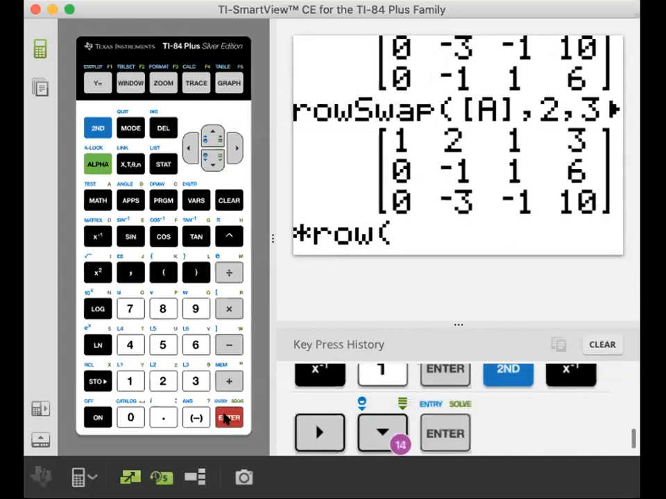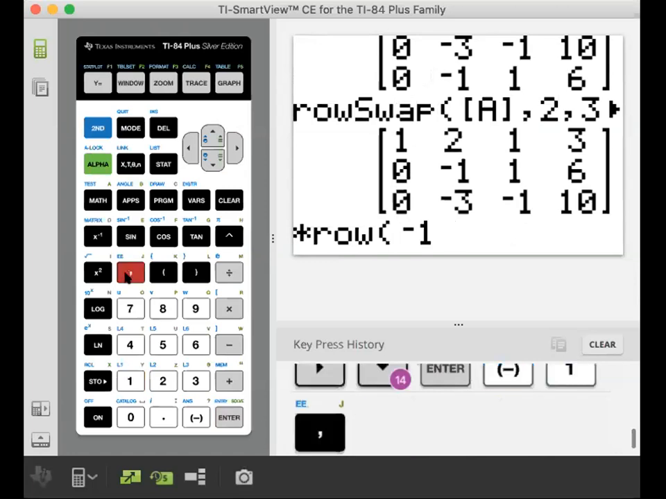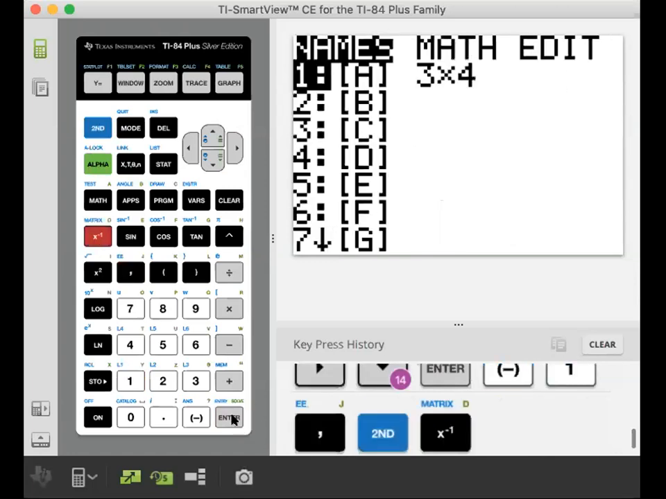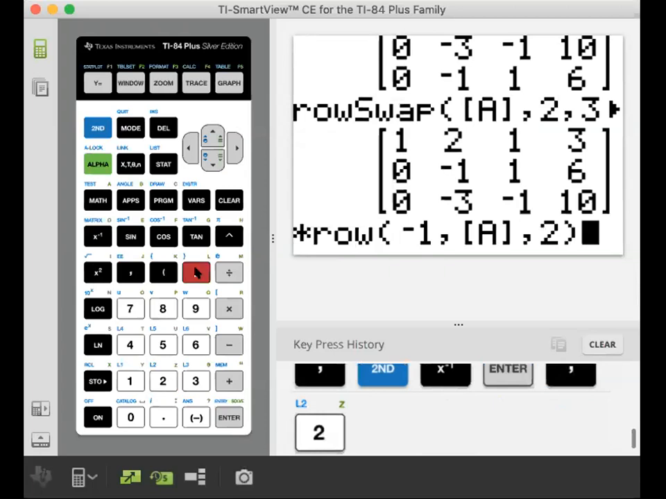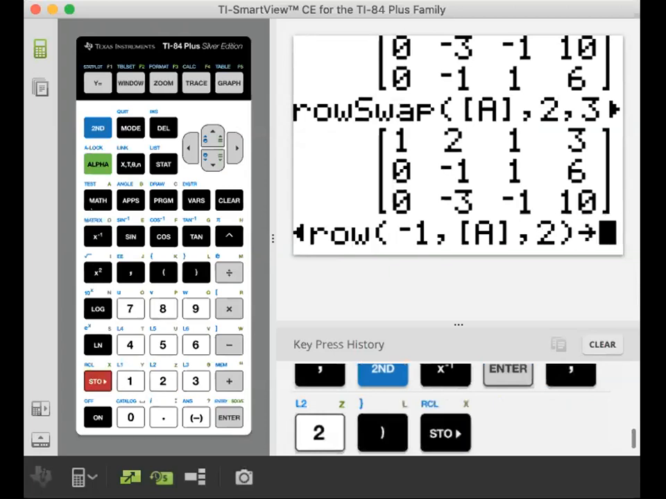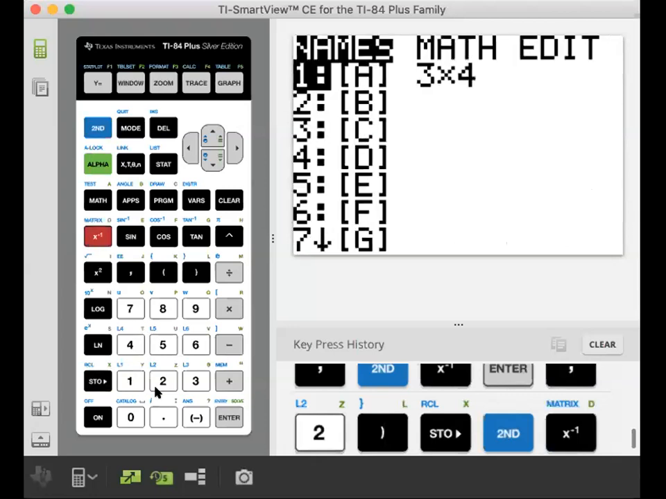So for times row, for this one, you put the thing I'm going to multiply by first, not what row, what is the constant I'm multiplying by. Then you put in which matrix I'm dealing with, and then you put which row of that matrix I'm multiplying by. And don't forget to store it back into matrix A.